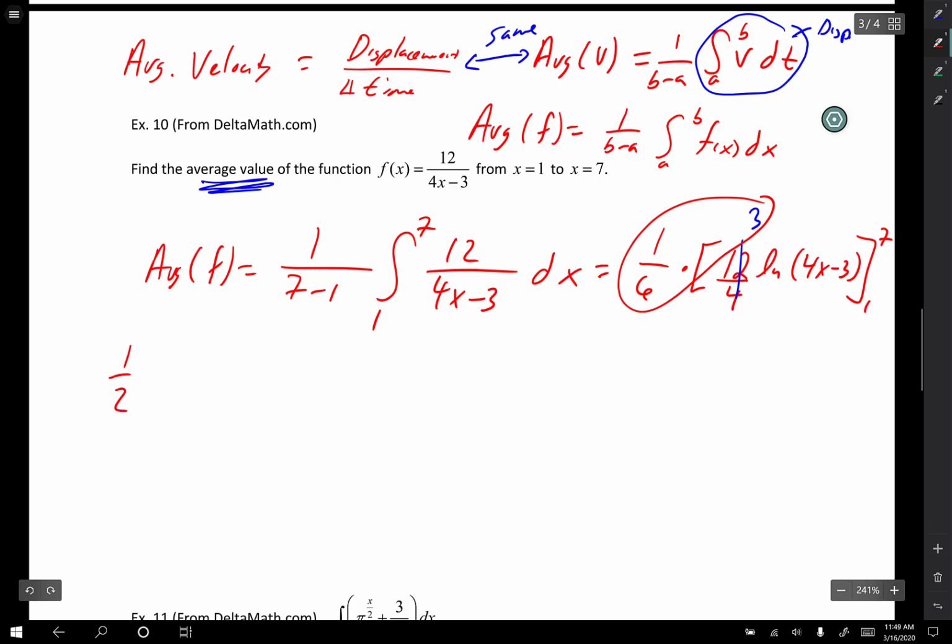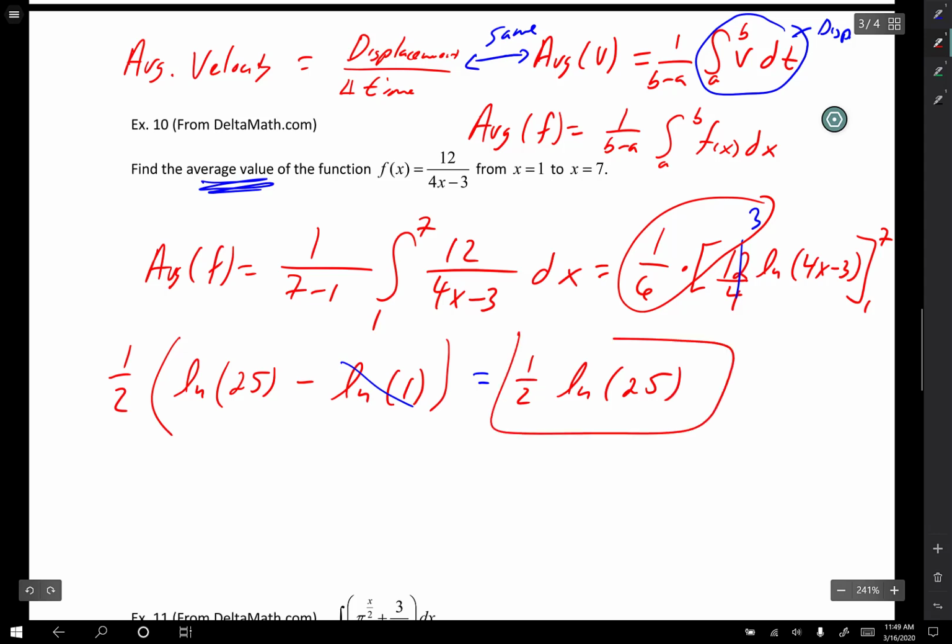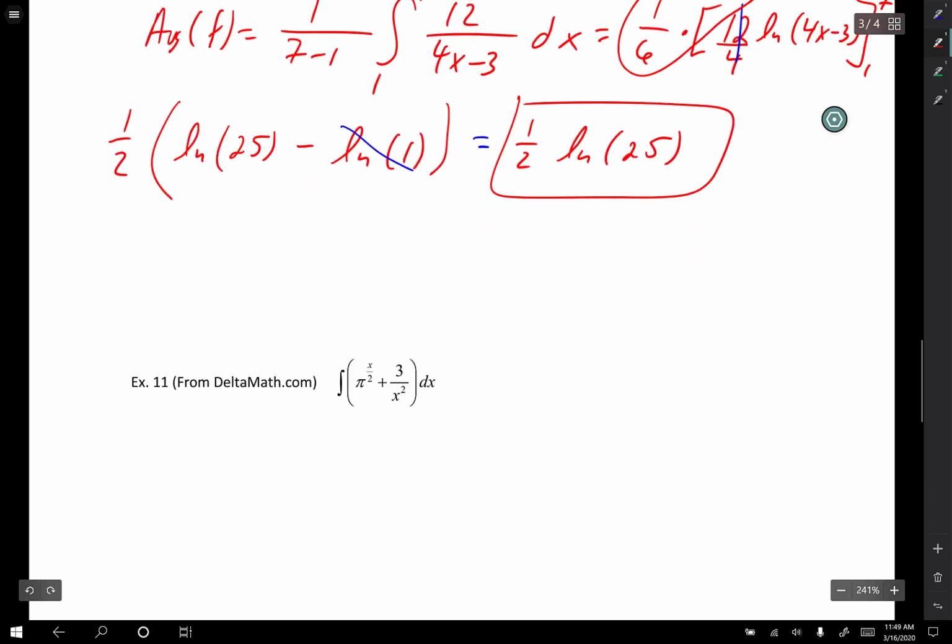1/2, and I'm doing upper minus lower. The half is factored out, and I'm going to plug in a 7 there. So ln, and then 4 times 7, 7, 14, 28. 28 minus 3 is 25. Minus ln, if I plug in a 1, 4 minus 3 is a 1. And then ln of 1 is 0. So there it is. 1/2 ln of 25. I don't see any mistakes. Let me know if I confused you guys. This one would have been an okay candidate for u sub, I think.